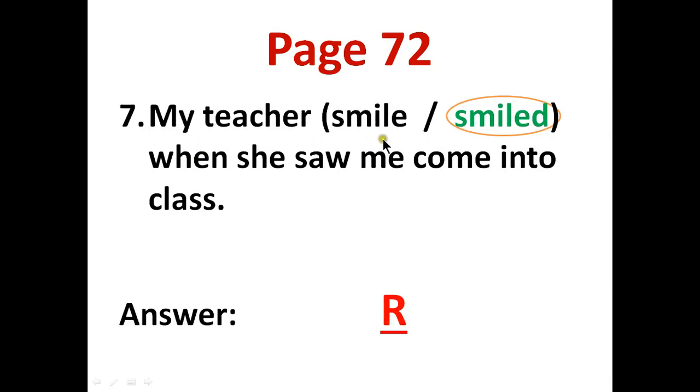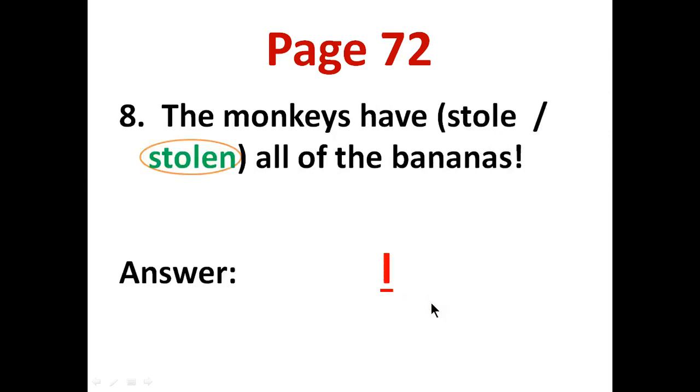Number 7. My teacher smiled when she saw me come into the class. Smiled is a regular verb. Please write capital R on the line. Number 8. The monkeys have stolen all of the bananas. This is a sentence from present perfect tense. So along with have, we will use the past participle form of steal. Steal, stole, stolen. Stolen is the correct option, and also we will call it an irregular verb.